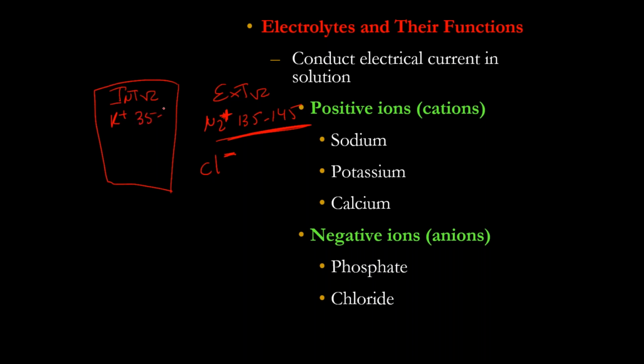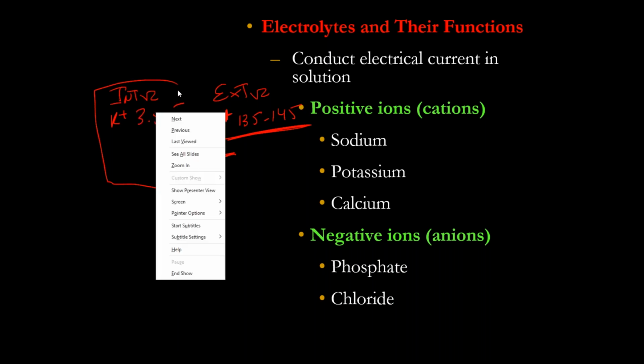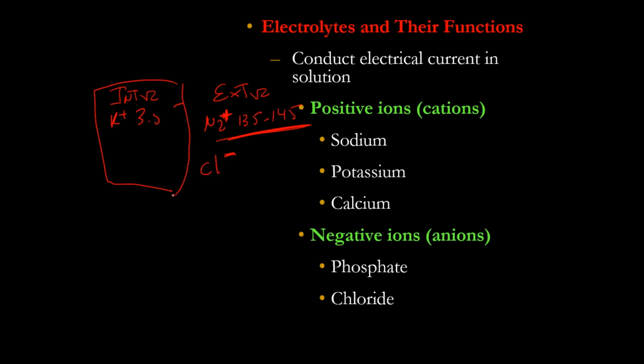Potassium is 3.5 to 5. And we have the phosphate. Remember this: an anion, cation.